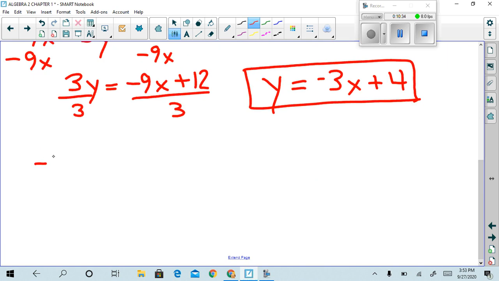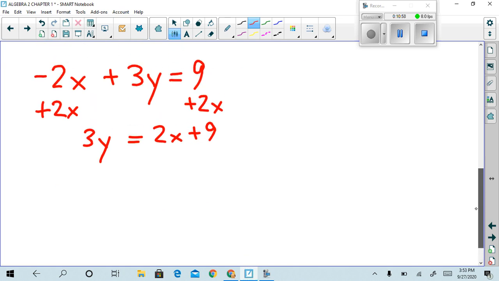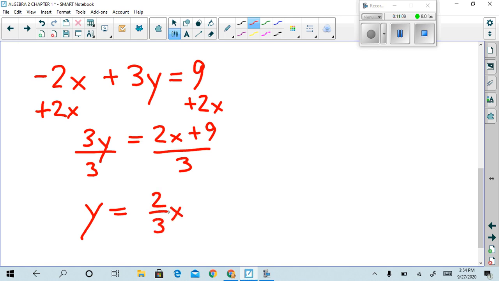If you had a negative 2x plus 3y equals 9, you would start by adding 2x on both sides, and that would give you 3y is equal to 2x plus 9. But once again, you're not done because you have not isolated the variable. You need to divide everything by 3. Divide by 3 gives me y. Divide by 3 gives me 2/3 x, which is perfectly fine. 9 divided by 3 is 3, and that's all there is to rewriting.